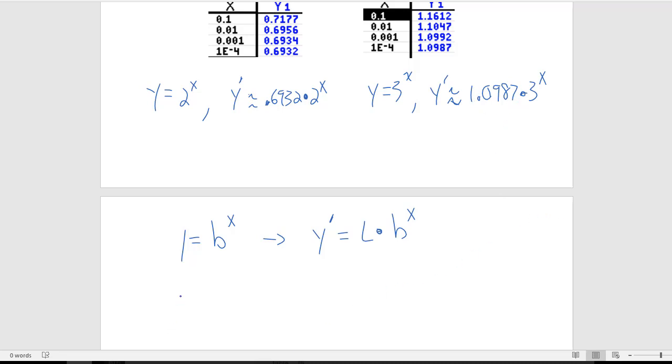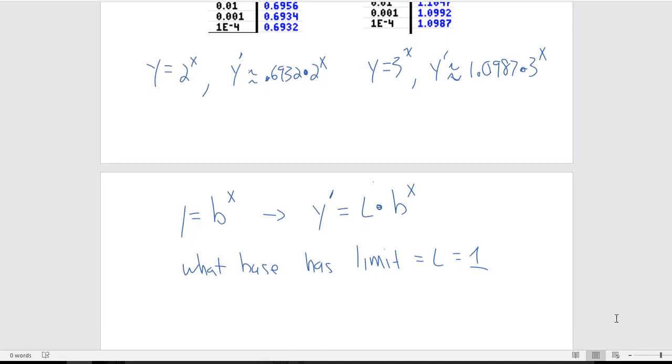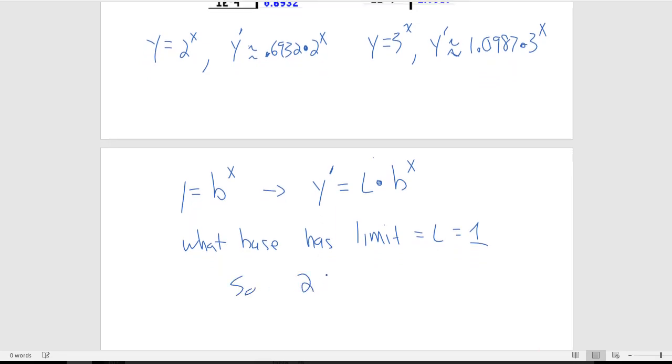So what base has the limit equal to L, that's 1? We want this limit to be 1. Here's our rationale. We see that a base of 2 gives a limit that's less than 1. We see that a base of 3 gives a limit that's greater than 1. So our base must be between 2 and 3. And I don't want an equal sign there. It definitely doesn't equal 2. That's about 0.69. So our base has to be somewhere between 2 and 3 for this limit to be 1. Now, what is that base? Is it 2.5? Is it 2.6? Is it 2.7?